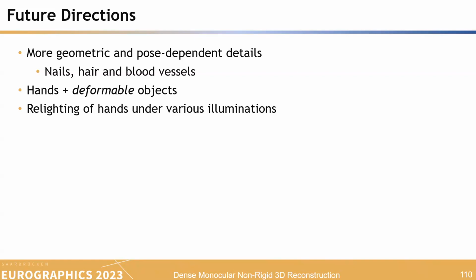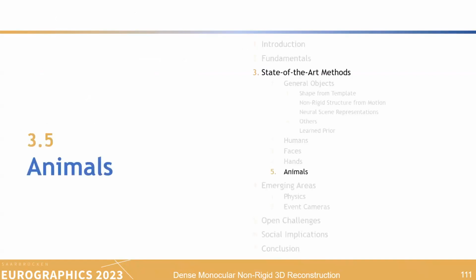Reconstruction under different illumination is also an interesting problem that remains unsolved. And also the reconstruction of interacting hands can advance by improving the mesh collisions. Next we will discuss animals.